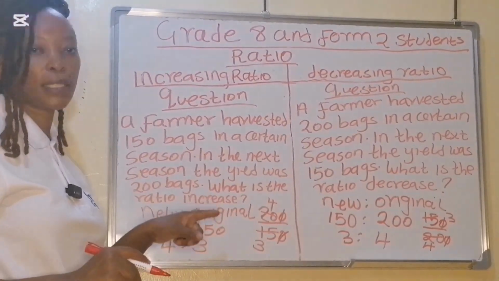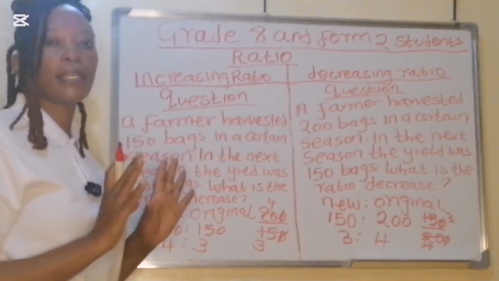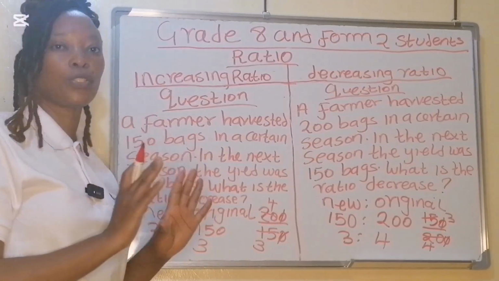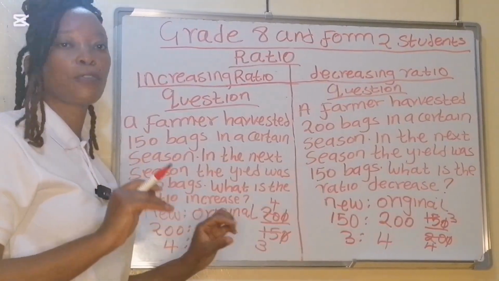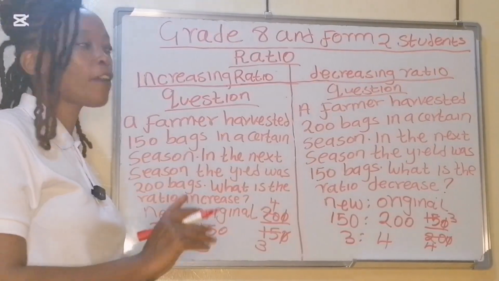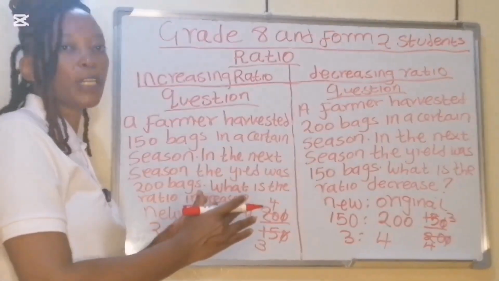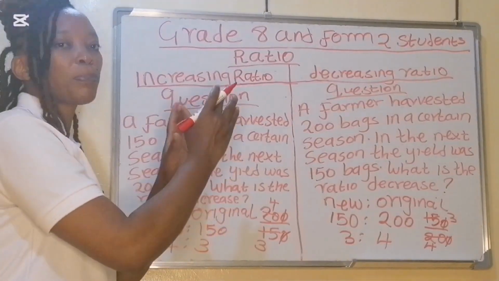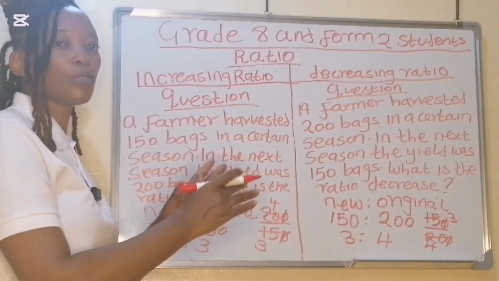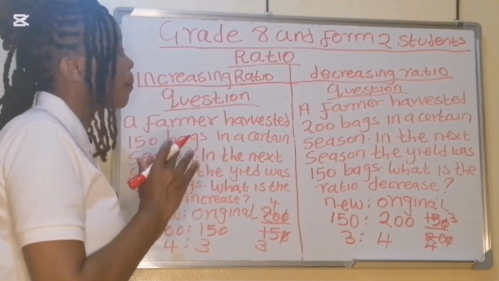I hope now you understand. The only concept you should understand here is that we start with new, then original. And it applies for increasing ratio and for decreasing ratio. The first part is new. The second part is original. When given any ratio, the first part is new, the second part is original. That is something you should always note somewhere. It should be in your mind.